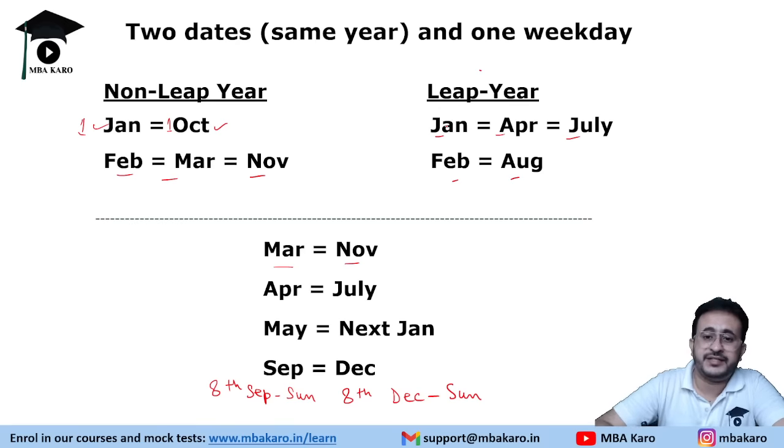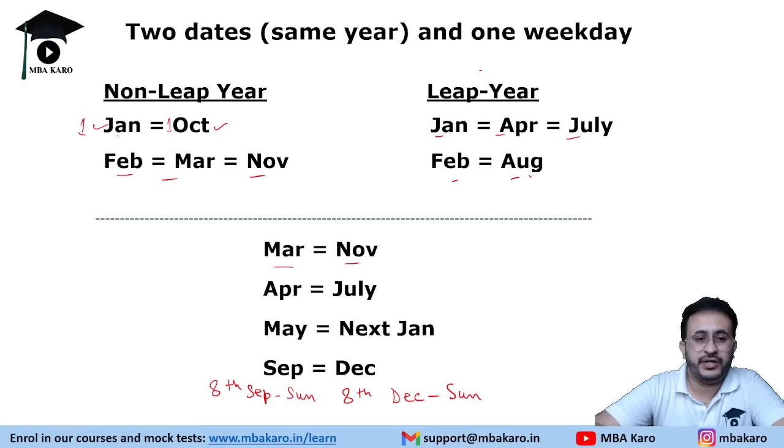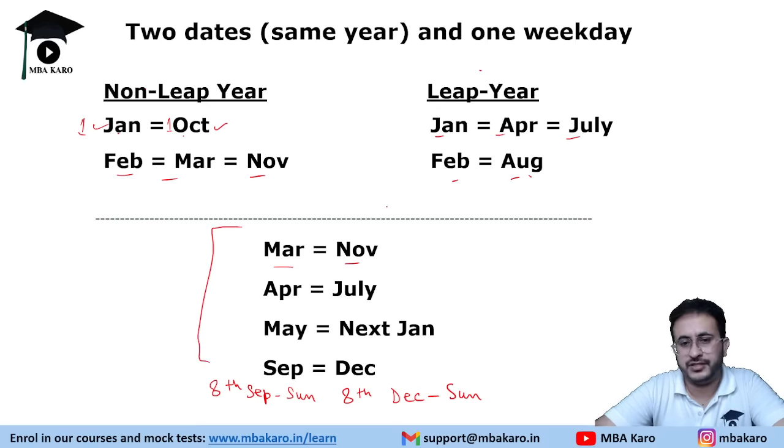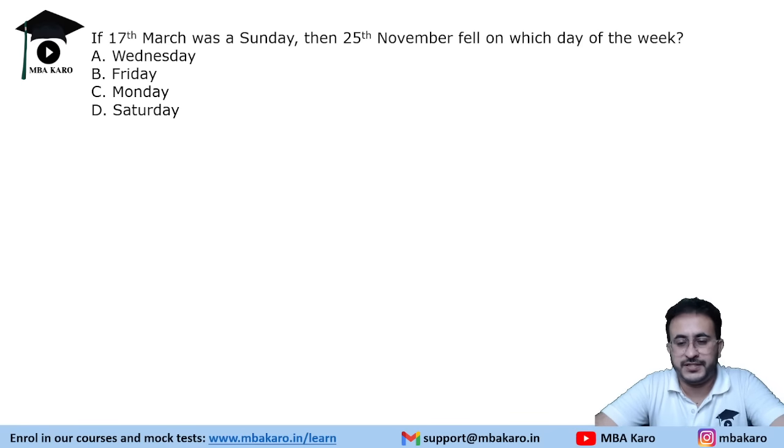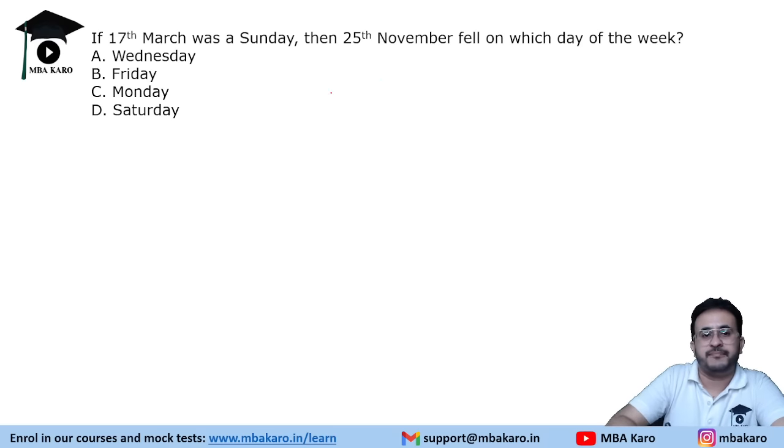So if it is a leap year, Jan, April, July, and Feb is equal to August, and non-leap year, Jan is equal to October, and Feb, March, and November are equal, and these are equal for all kinds of years. Sometimes you may get questions on these also. Like if 15th March was a Sunday, 25th November fell on which day of the week? Now, instead of calculating that manually, we know that March and November have the same calendar.